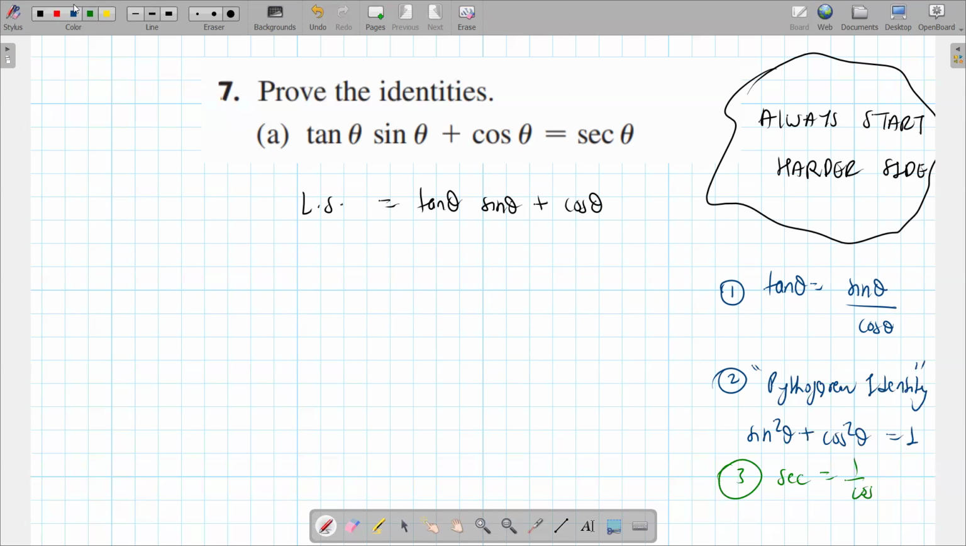Later on, it gets more difficult, but let's see this. So what's the only thing we can do here? There's only one thing we can do from here.